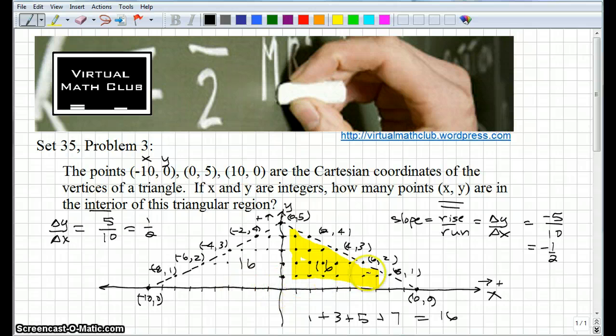The cat just walked across my computer and messed me up here, but as I was saying, you have 16 points on the left and 16 points on the right, and then you have 4 running down the axis of symmetry. So you get 16 plus 16 plus 4, 32 plus 4, that's 36 points in the interior of this triangle. So that's your answer. It's 36.